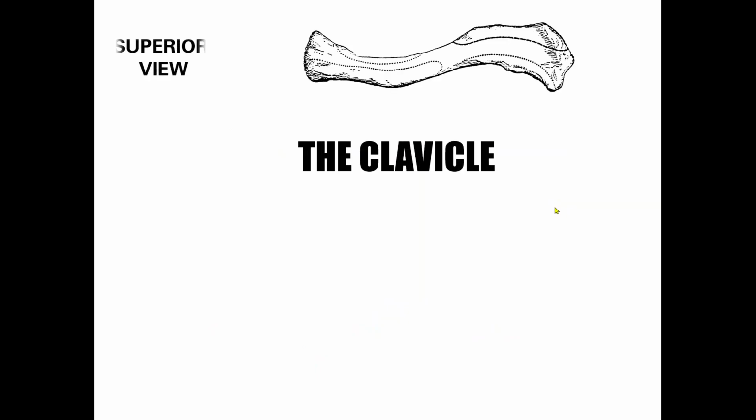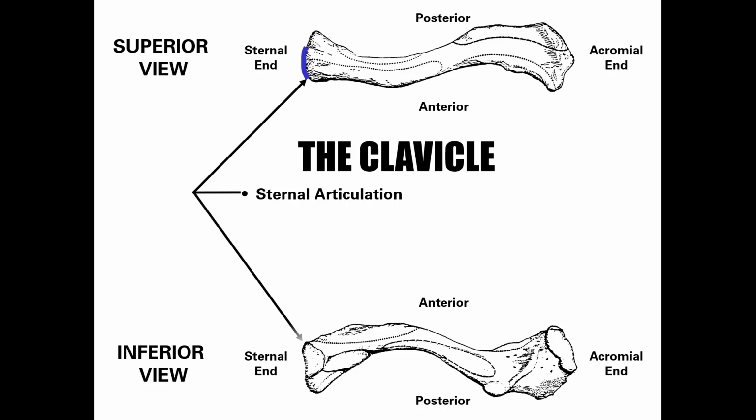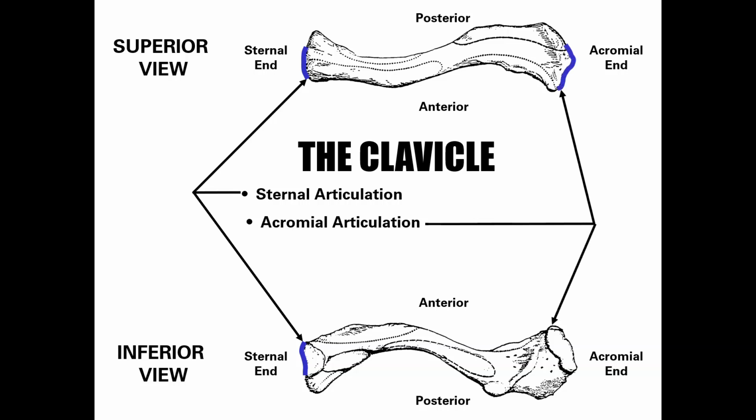So let's look at the clavicle. Here's a superior view, and we call it the acromial end and the sternal end. The sternal end attaches to your sternum, and the acromial end to the acromial process of your scapula. This is an inferior view, again, acromial end and sternal end. We have the sternal articulation, which is on the sternal end, and the acromial articulation. Then we have the conoid or posterior tubercle, which you can see on the inferior surface on the posterior side.